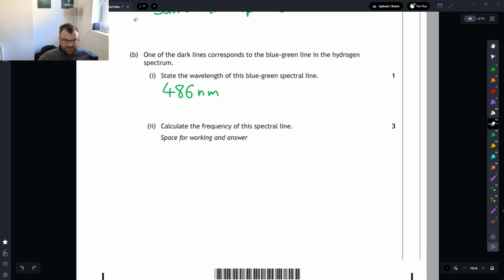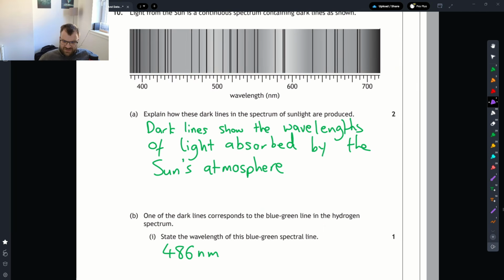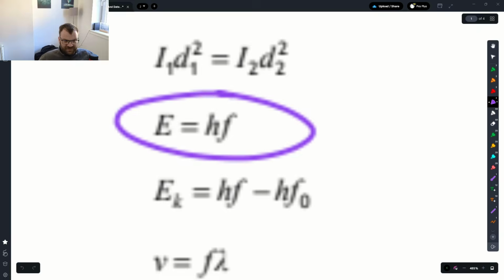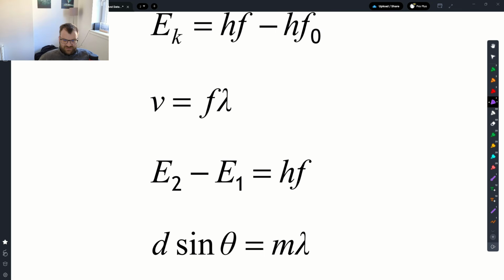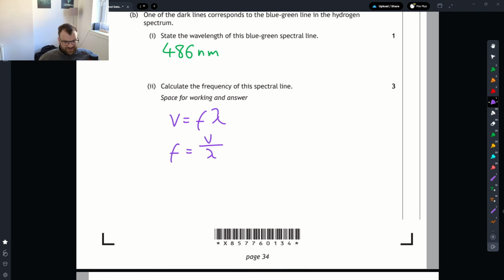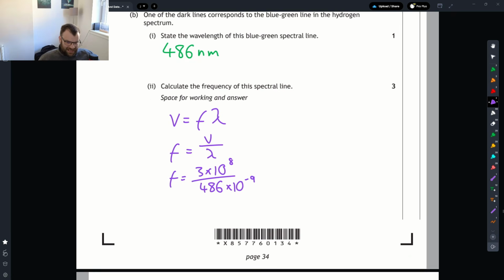Next one, calculate the frequency. E equals hf is what we're going to deal with there. So we could use E equals hf, but we don't actually have the frequency, and we don't have any energy. So not that one, let's rethink it. Below it, speed, velocity, frequency, wavelength: v equals f lambda. Then f is going to be v over lambda. And then that's going to be 3 times 10 to the power of 8 over, remember, and convert this into meters, times 10 to the minus 9.